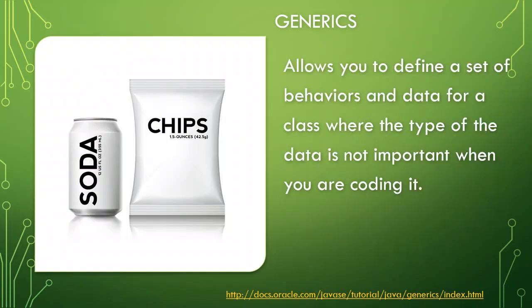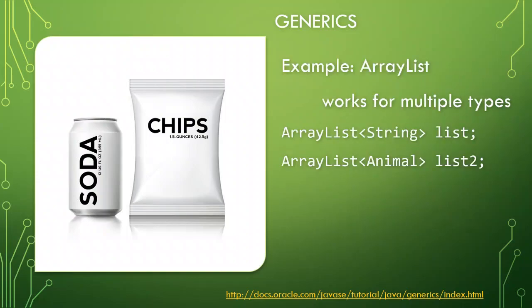This allows you to define a set of behaviors and data for a class where the type of data is not important when you are coding it. So this doesn't mean that generics are good everywhere and all the time, but there are certain situations, especially with data structures, where it'll be highly useful to use generics. The example that you've been using already is the ArrayList class.